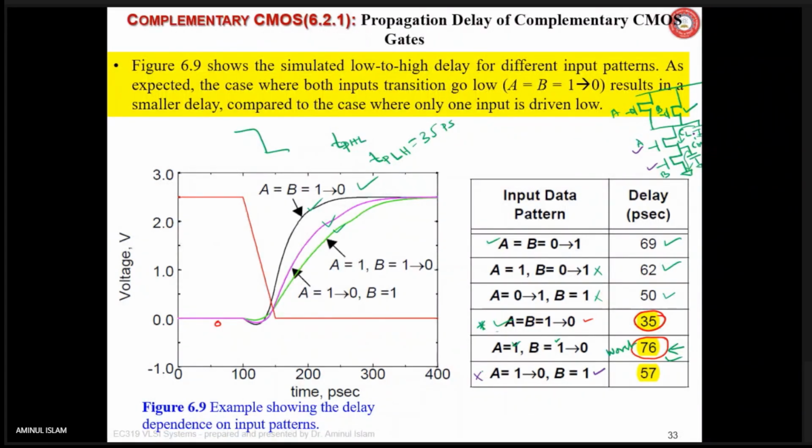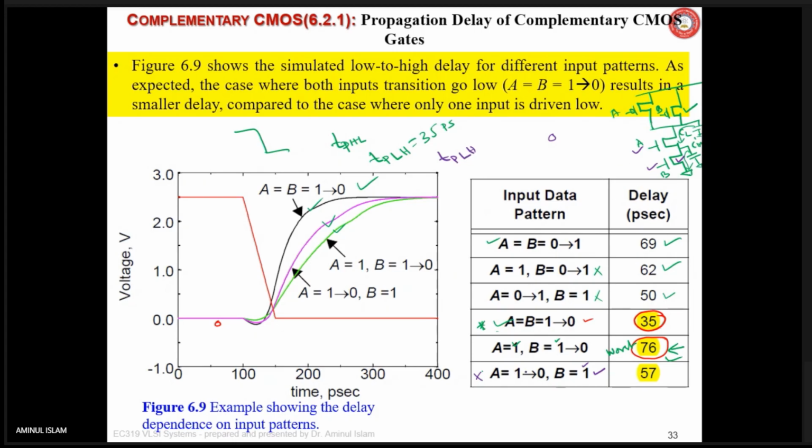and output was 0. Similarly, output was 0. Now B is remaining 1, so it is on. Now A is making a transition from 1 to 0. What is it? TP what? HL or LH? That you decide first. LH only, sir. You are saying LH.